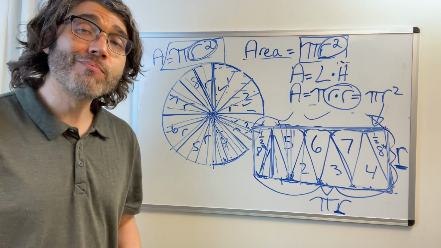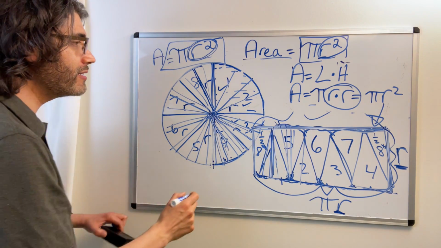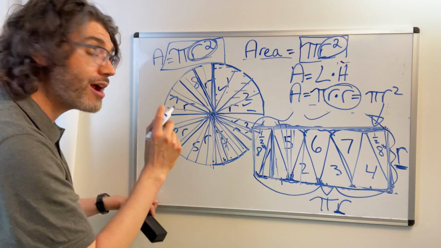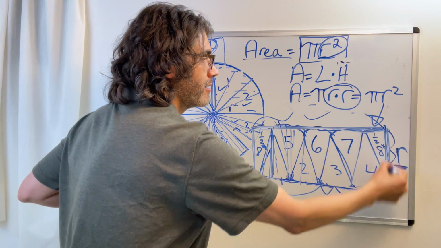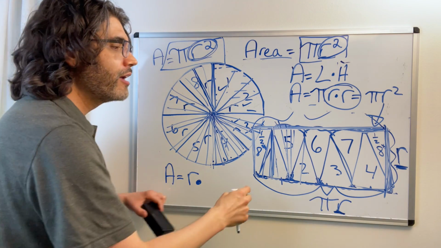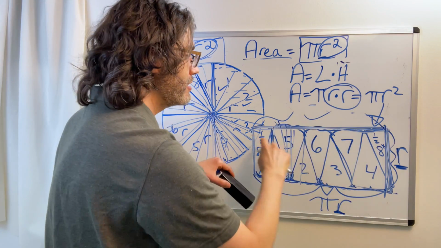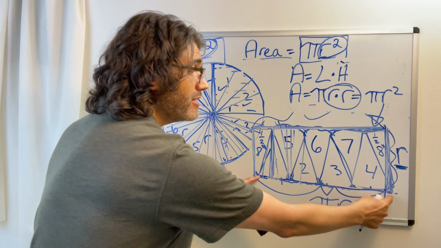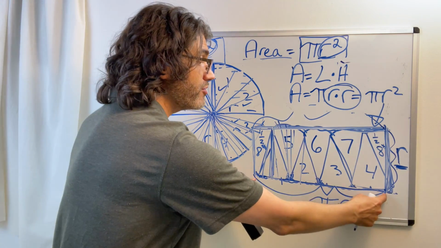What I think is a more satisfying way to think of the area of a circle is the area of a rectangle that it can be formed into. And the area of that rectangle is the radius times pi r. But what is pi r? 2 pi r is the circumference. Since we halved it to fill in these gaps, we have only half the circumference. So pi r is half the circumference.